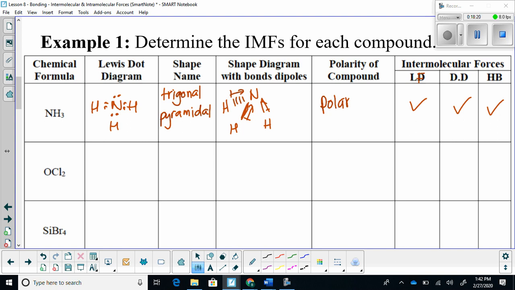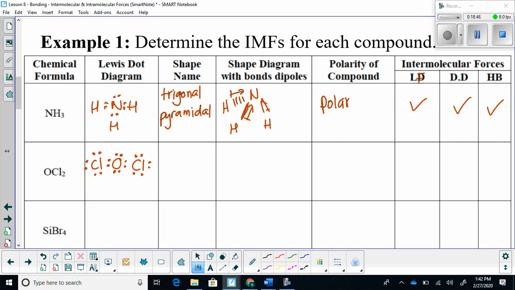Okay, moving on to the next one. Lewis dot diagram looks like this. I know this because I counted the electrons. You did not count the electrons, you tried to cheat. That's what I know. Oh, when I see you do it, I'll point it out.